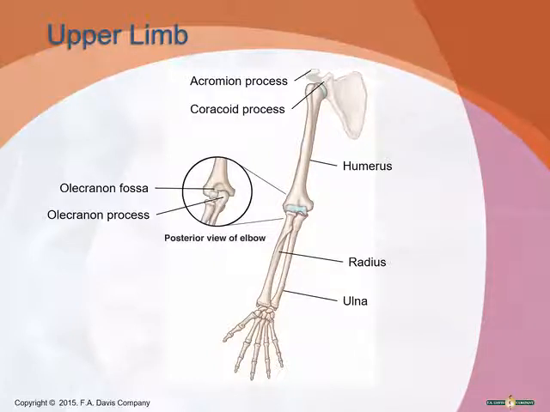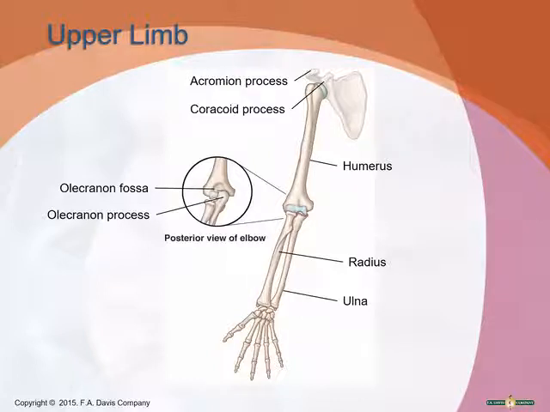The humerus is the long bone of the arm right here, or the upper arm. The enlarged end of it is called the head. The head of the humerus is covered with articular cartilage, and that articulates with the cavity of the shoulder blade. And we're going to learn about what type of joint that is in the next podcast.